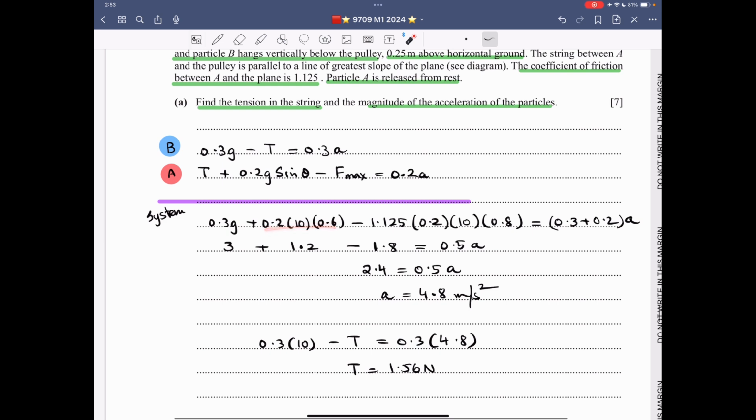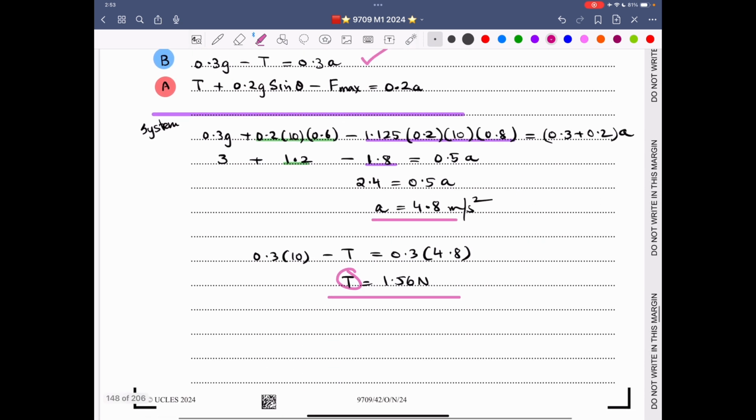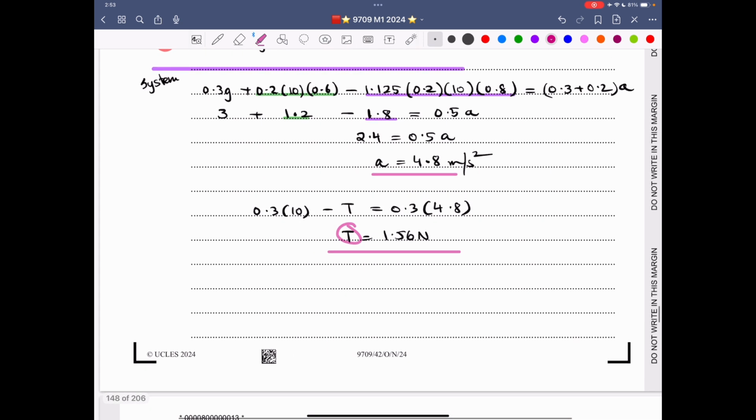This is 1.2. So let me highlight it because it will be used later. This thing is this thing. And this thing, 1.125 F max, that is 1.8. And that gives me the value of a as 4.8 meter per second squared. And plug into one of the equations, the simpler one preferably, and we find the value of T as 1.56. That is the first part, 7 marks. I think that's a lot of marks for 7. I mean, you people are lucky, whoever gave this particular exam.